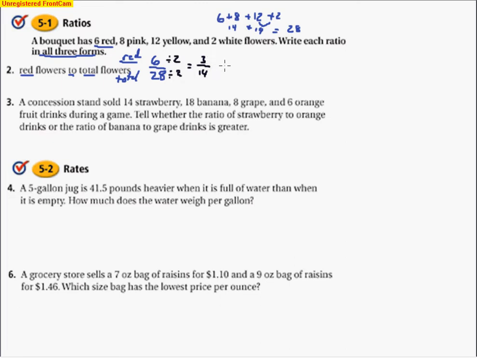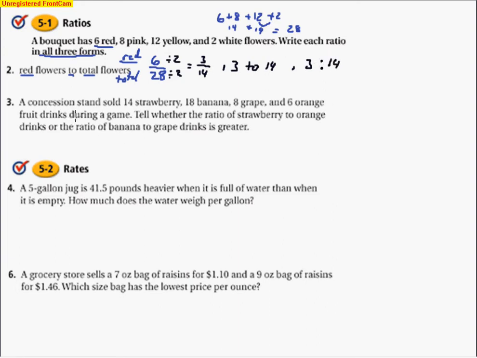Now the other ways to write that would be just as they have here, using the word "to" in between. So red flowers would be 3 to 14. Or we could also do the method using the colon. So 3:14. So those are the different methods to use there.